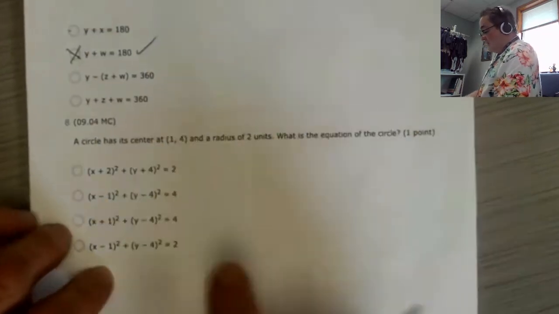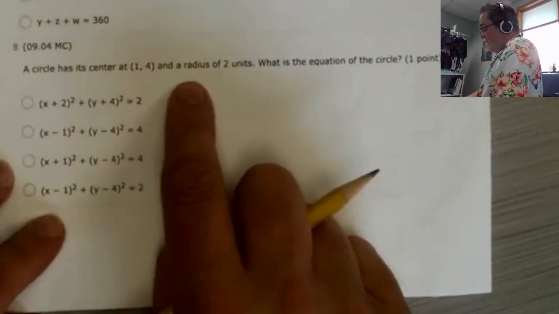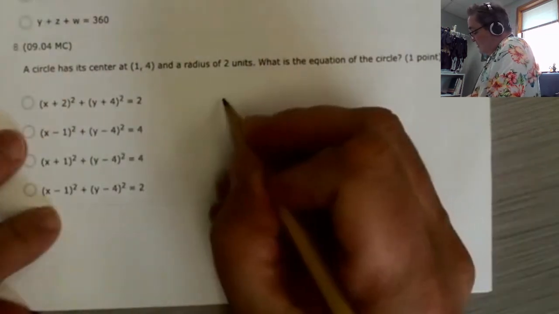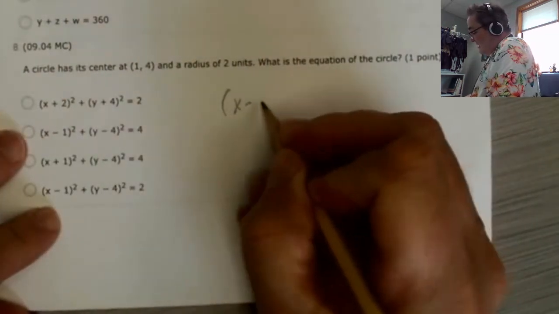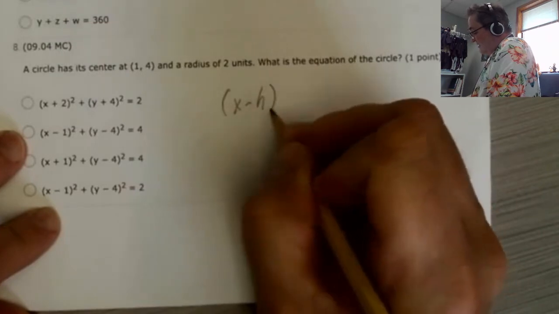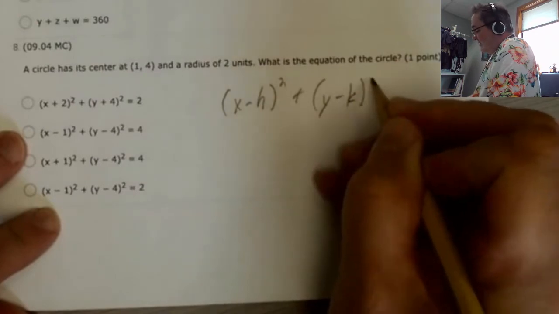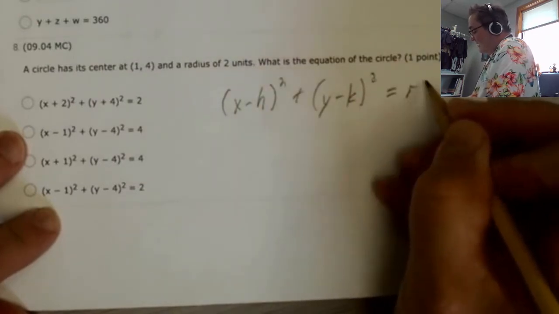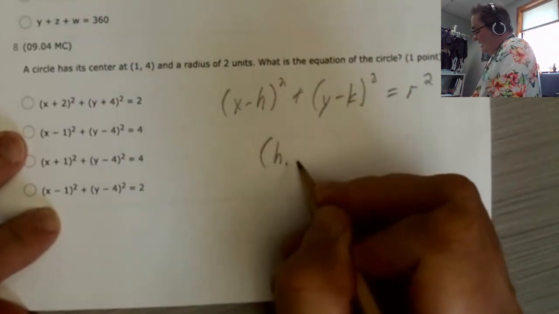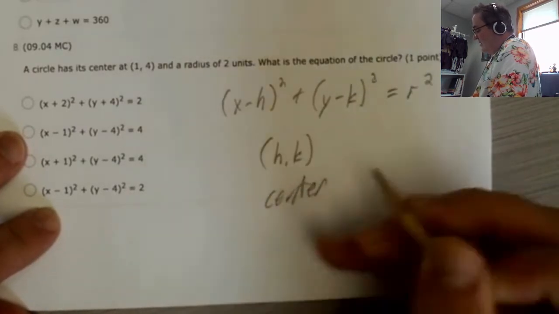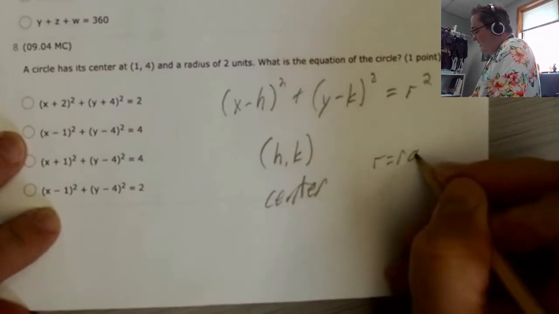All right, a circle has its center at 1, 4 and a radius of 2. What is the equation of the circle? Here are our choices. Well, remember, the equation of a circle is x minus h squared plus y minus k squared equals the radius squared, where (h, k) is the center and r is the radius.